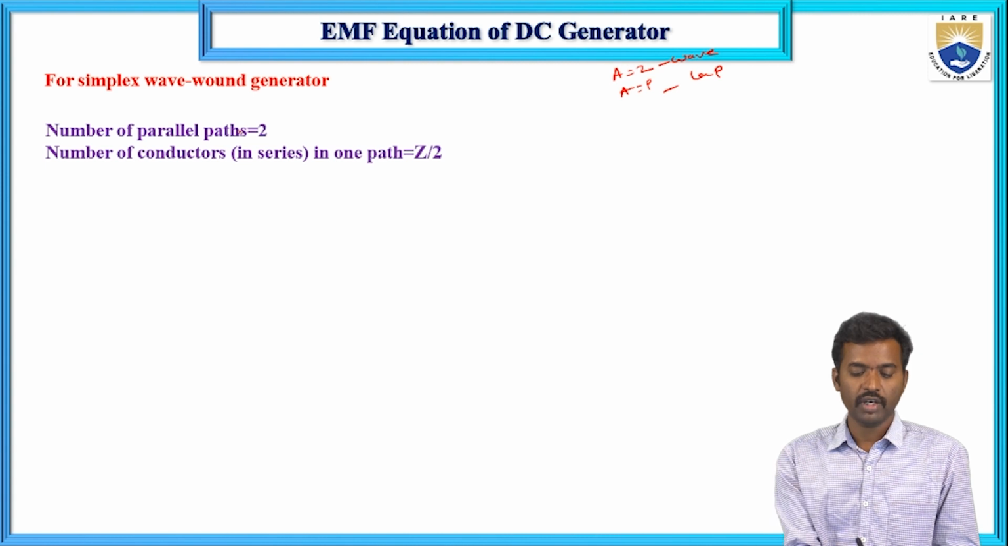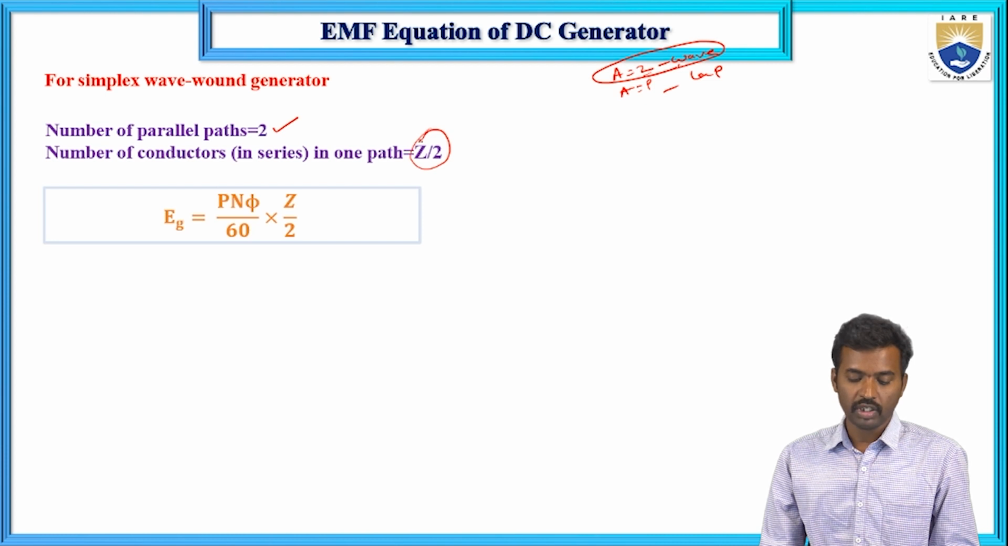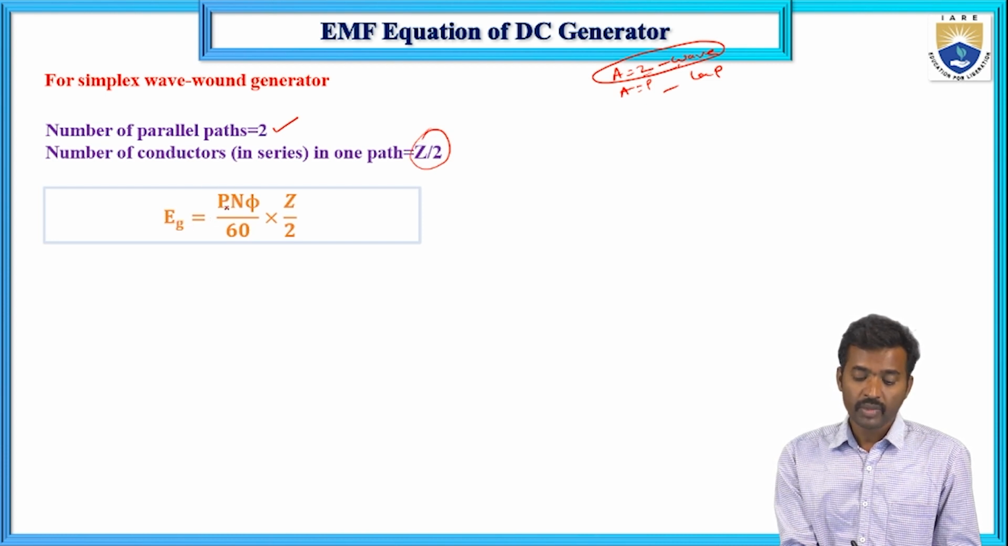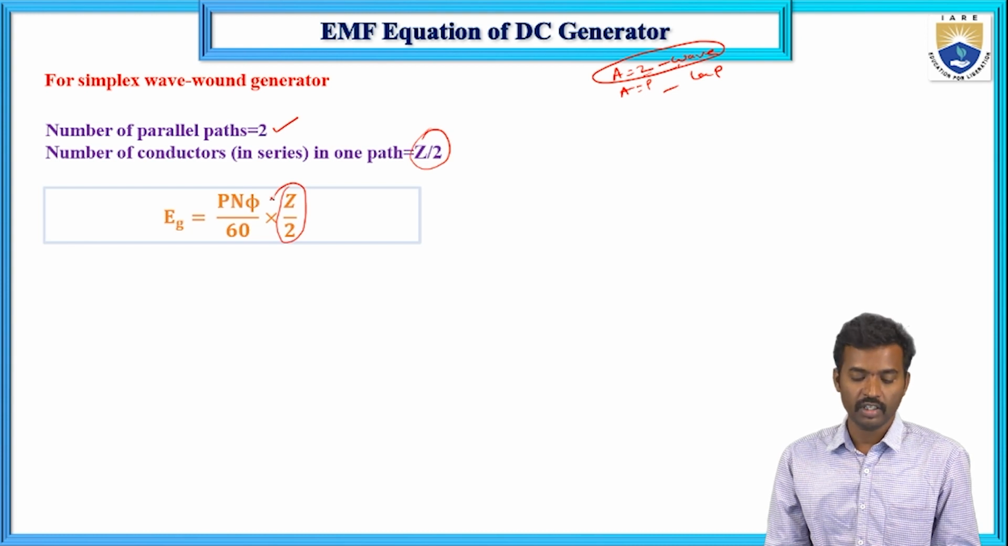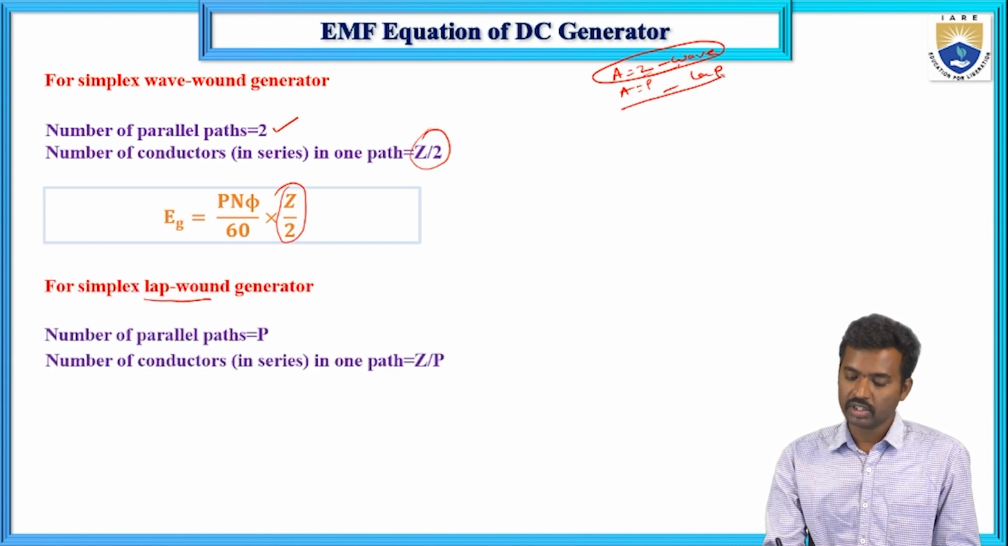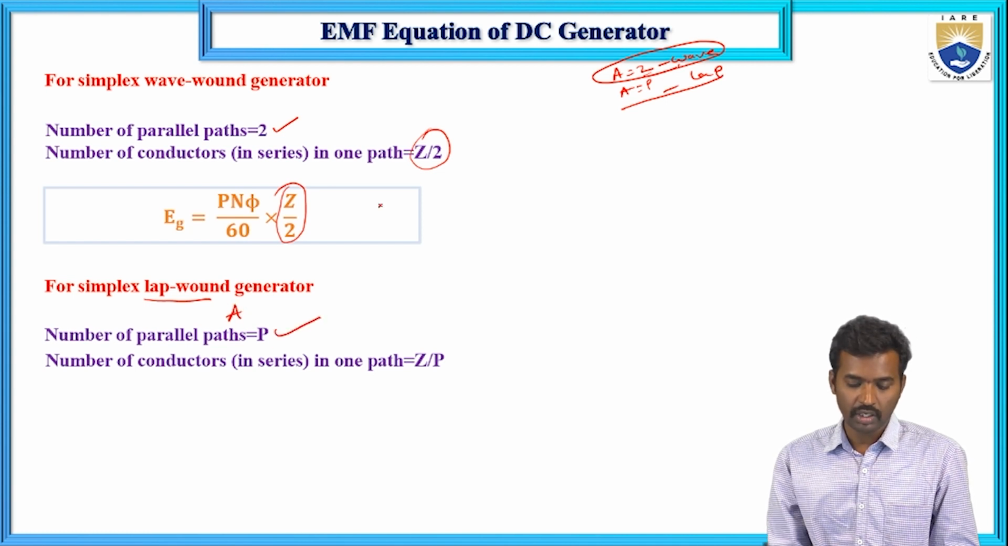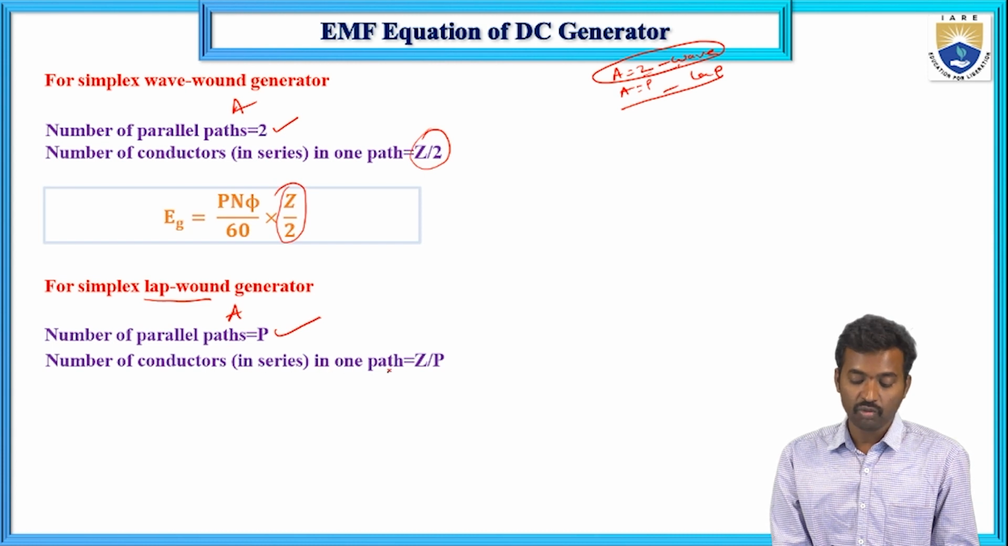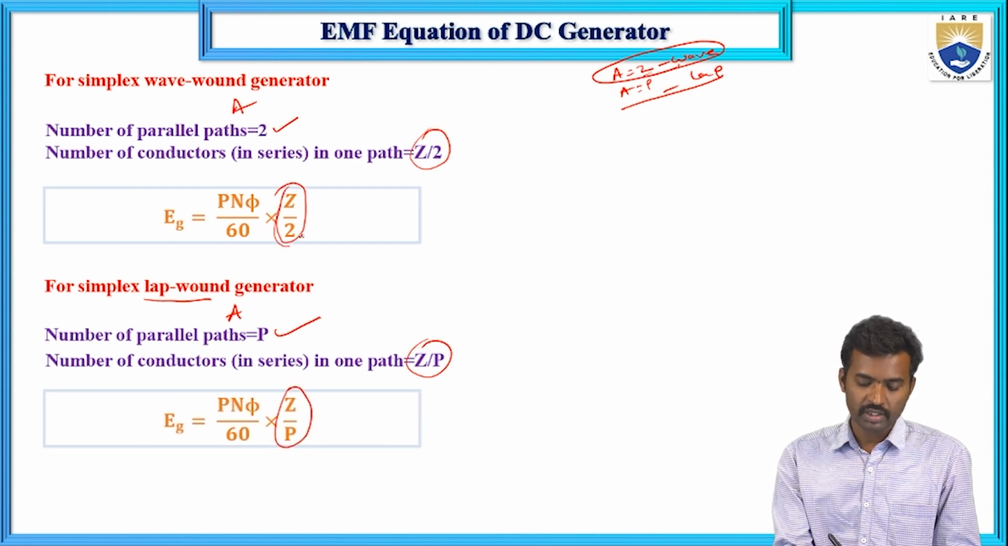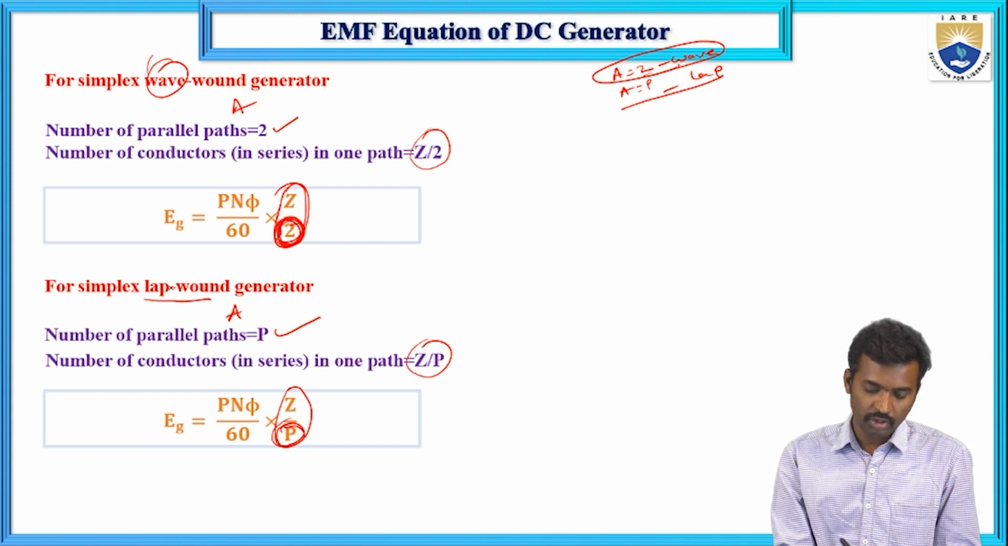Now for simplex wave winding, the number of parallel paths A equals 2, and the number of conductors in series in one path equals Z by 2. If you simplify, in the previous case Eg equals P N φ by 60, and here it is multiplied by Z by 2 for wave winding. Next, for simplex lap winding, A equals P, the number of parallel paths, and the number of conductors in series in one path equals Z by P. So A equals 2 for wave winding and A equals P for lap winding.